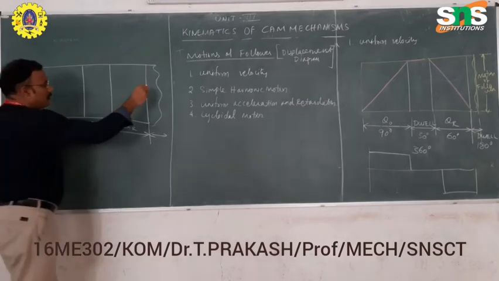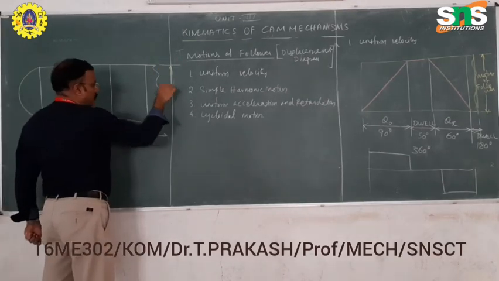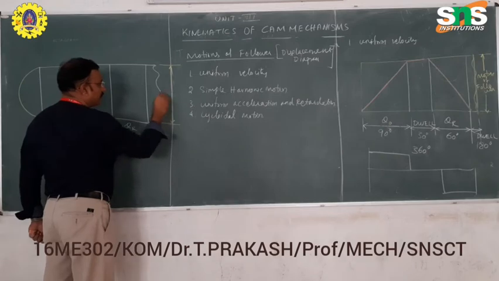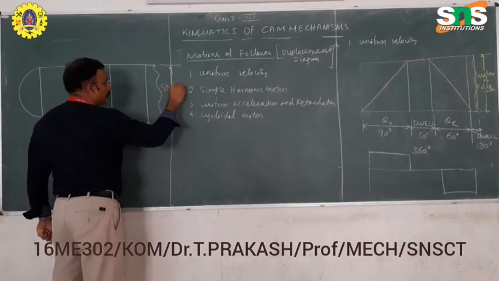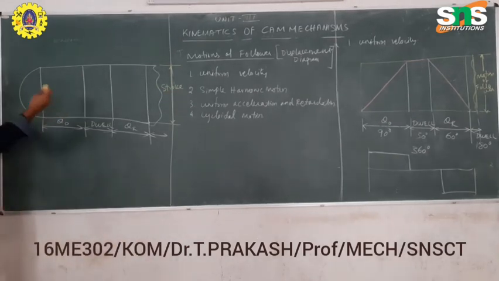We know the stroke of the follower also. They will give the stroke of the follower. Therefore, we have to draw a semicircle here and split the semicircle into 6 equal parts. Divide the semicircle into 6 equal parts.